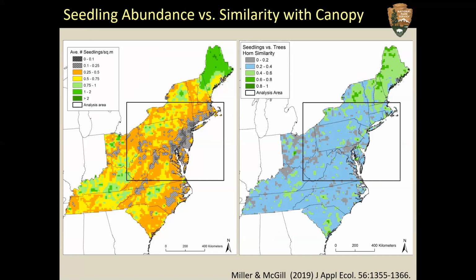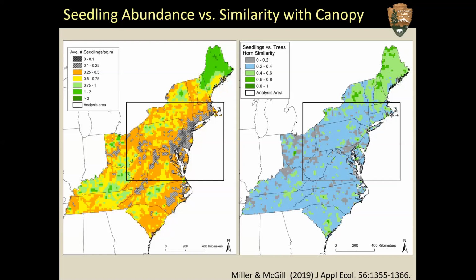And so here we can see on the map on the right, where there's low seedling densities, there generally is not what's in the canopy. So that's the main takeaway. Not only do we have low seedling abundance, but what is present in those low seedling areas is not what's in the canopy.